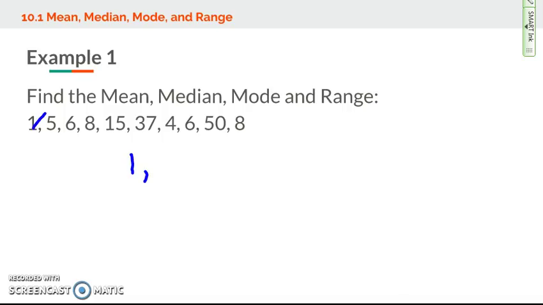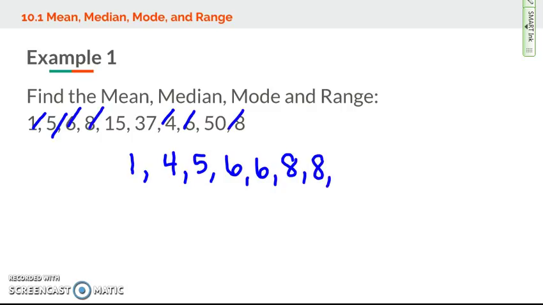And as you go, I would go ahead and cross off the numbers in your list to make sure that you got them in your list. So that's 4, we have a 5, and take a look, we have 2 6s. So make sure in your list you get both of them. And again, we have 2 8s. We have a 15. We have a 37. And our 50. And go ahead and count. Make sure we have 10. 1, 2, 3, 4, 5, 6, 7, 8, 9, 10. All right, so we have all 10 numbers.